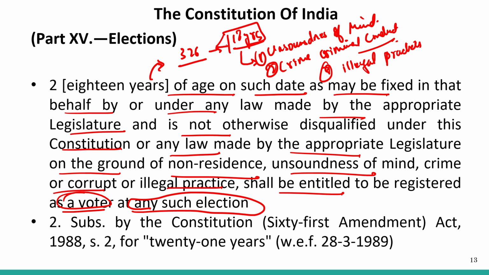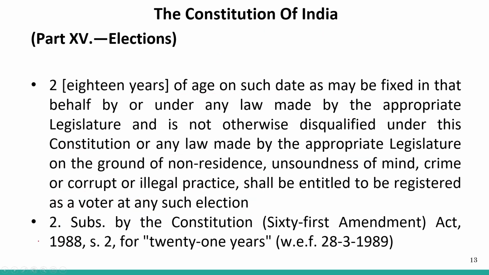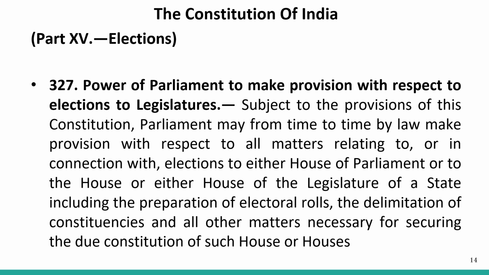So if somebody has not attained the age of 18 years, or is of unsound mind, or has criminal conduct, or is involved in illegal practices, they are not allowed to be registered as a voter and they are not allowed to cast a vote in the election. That is an important portion you need to remember whenever we are talking about the Election Commission, and specifically about Article 326 of the Constitution.